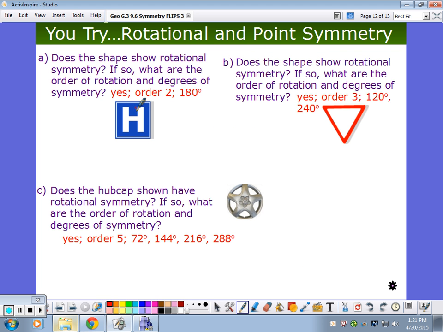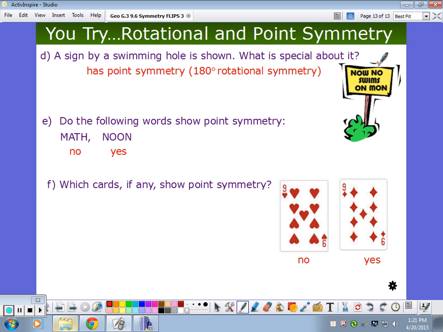Order 2, same thing upside down, 180 degrees. Order 3, because you can rotate this 120 degrees, 240 degrees before you get back to the final rotation. This one was a hubcap with an order of 5. So 360 divided by 5, that's where the 72 came from. Keep adding 72, and you get those different angles. The point symmetry, come on.